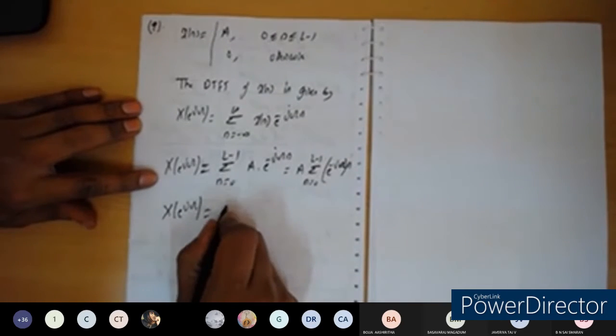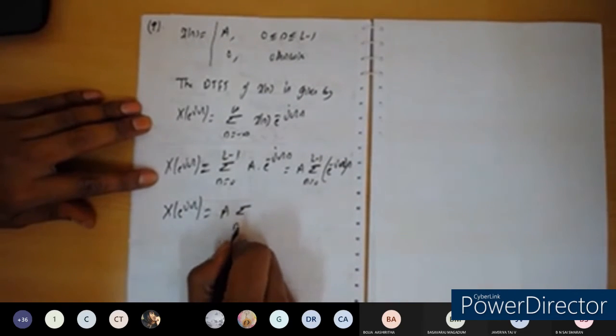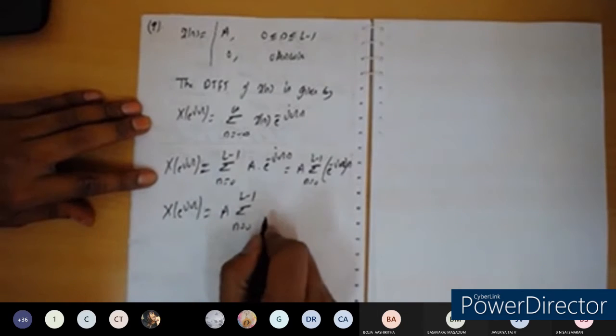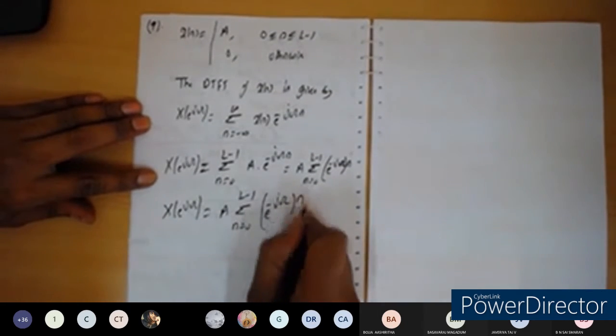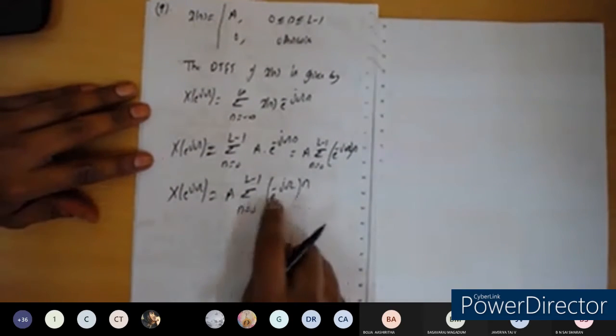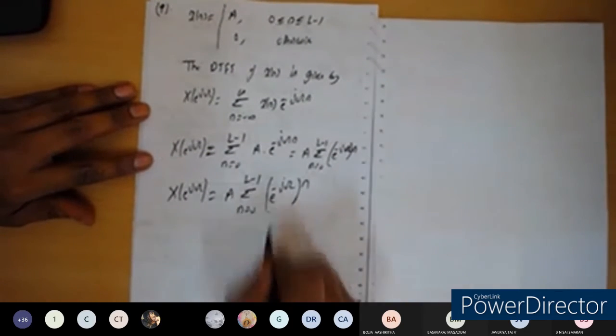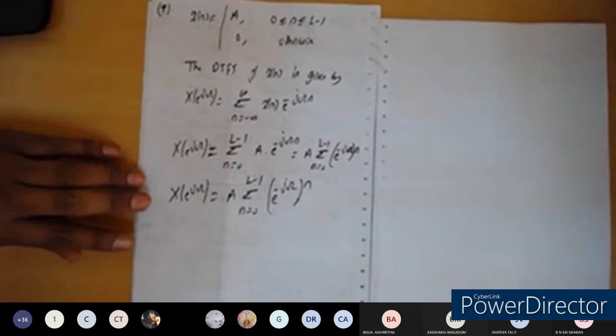X of e to the power of j omega is equal to a into summation n is equal to 0 to L minus 1 of e to the power of minus j omega into n. Okay, so this is a function of n here. That's why I'm keeping it inside the summation.